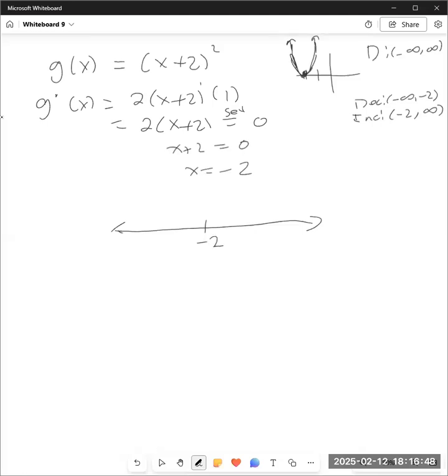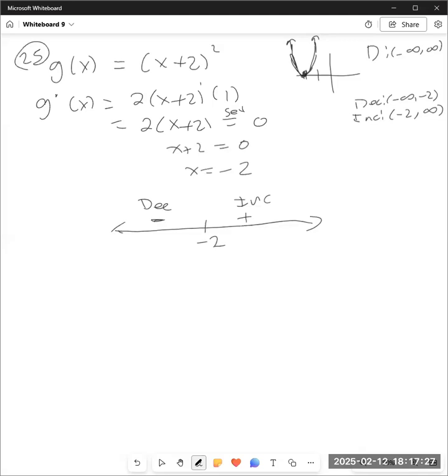There's -2. When I stick in a number less than -2, like -3: 2 times (-3 plus 2) is 2 times -1, which is -2. So that's negative and it's decreasing. Stick in a number bigger than -2, like 0. 2 times (0 plus 2), 2 times 2 is +4. It's increasing on this interval. So like we already said, decreasing from negative infinity to -2, increasing from -2 to infinity. That was number 25.